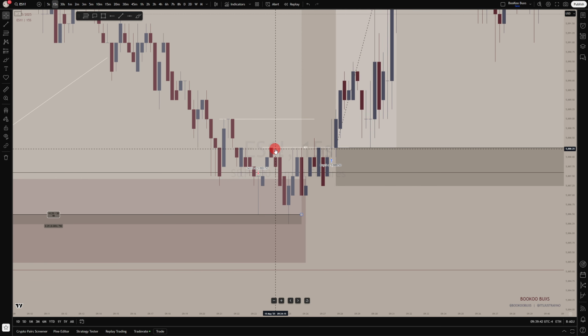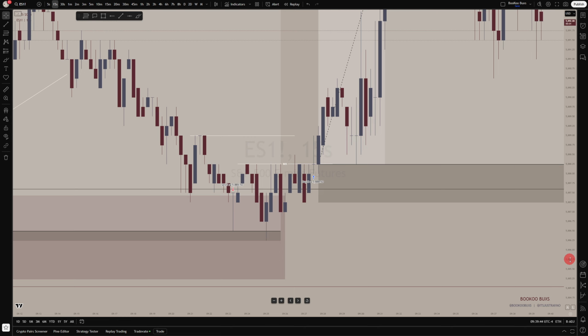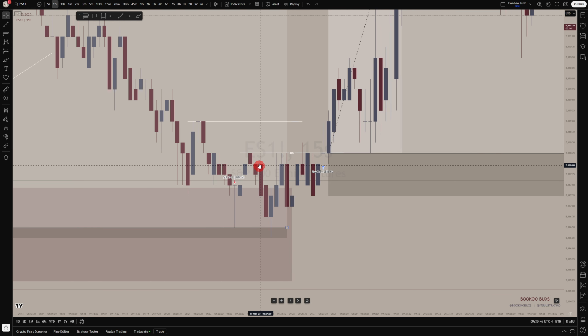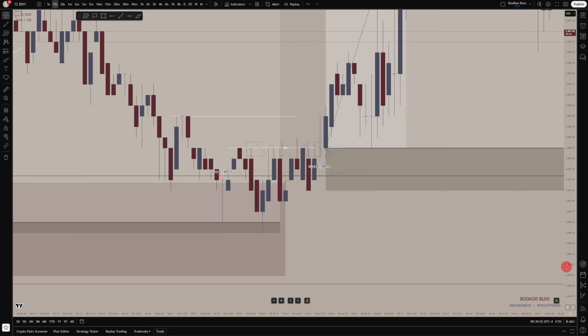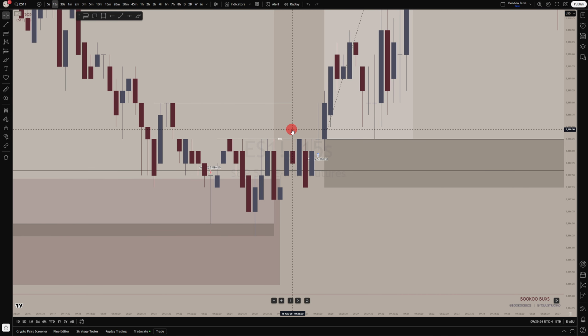I said if price gives me a break of structure, I will be willing to take a long position. We have a structure high, down to low, creates equal highs, and then pops its head above. Yes, price does not close above, but it still gets above. So price pulls back, and at this point, I figured that price was not going to come on lower.